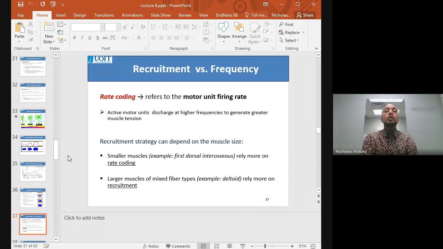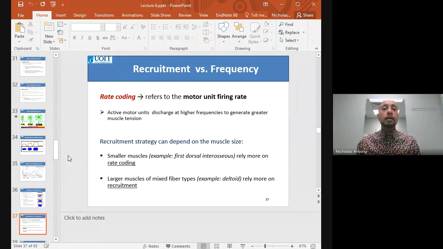Okay. So this whole idea of increasing the contraction of a muscle by increasing the motor unit firing frequency is called rate coding. So the two ways that we increase the amount that a muscle is contracting are motor recruitment, or recruiting more motor units, or rate coding, or increasing the firing frequency of those motor units. And the recruitment strategy that the muscle will use is going to be based on muscle size.